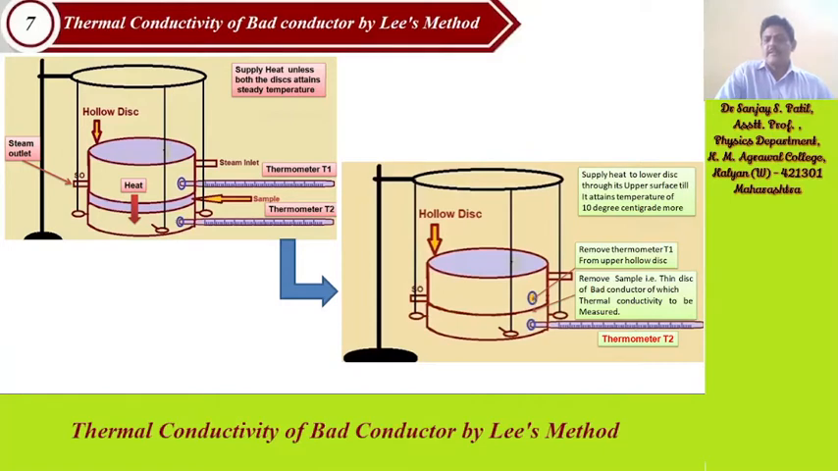Both the discs are now in contact with each other. Provide the heat through this upper hollow disc unless the lower disc attains 10 degrees centigrade more. And it is to be noted with the help of thermometer T2, as shown in the figure.